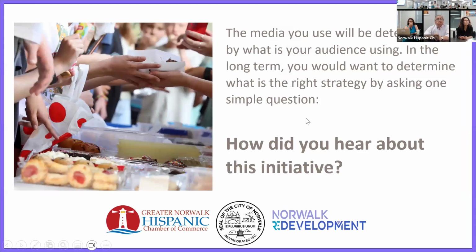Another important piece is that the media that you will be using will be determined by the audience, right? So in the long term, you want to determine your best strategy by asking one simple question. And that is, how did you hear about this initiative? That's the only question you really need to keep improving what kind of marketing you are doing.